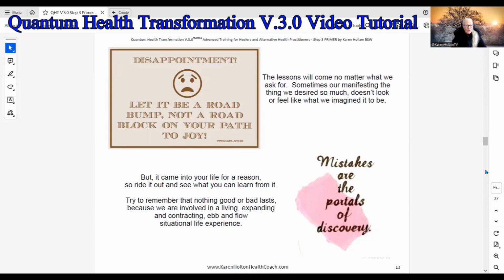Disappointment. Let it be a road bump, not a roadblock to your path to joy. Mistakes are the portals of discovery. The lessons will come no matter what we ask for. Sometimes our manifesting the thing we desired so much doesn't look or feel like what we imagined it to be. But it came into your life for a reason. So ride it out and see what you can learn from it. Try to remember that nothing good or bad lasts, because we are involved in a living, expanding, and contracting ebb and flow situational life experience.